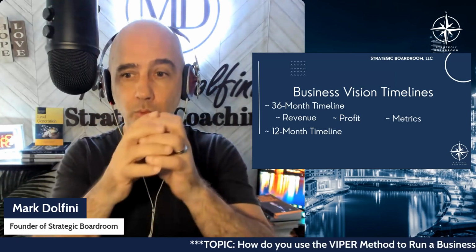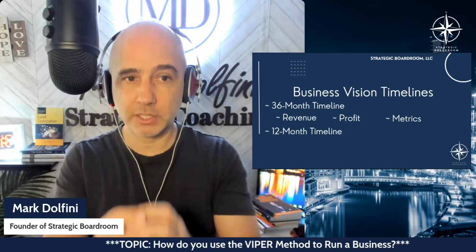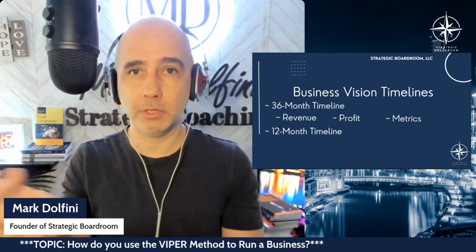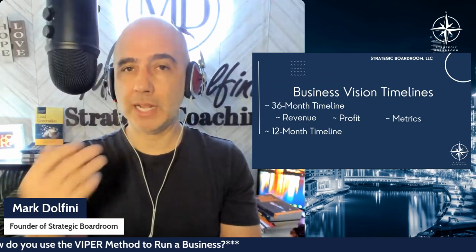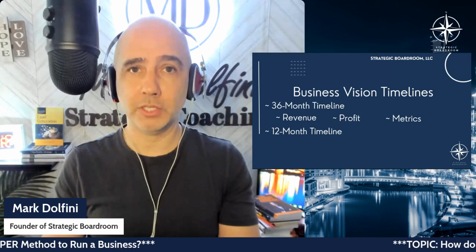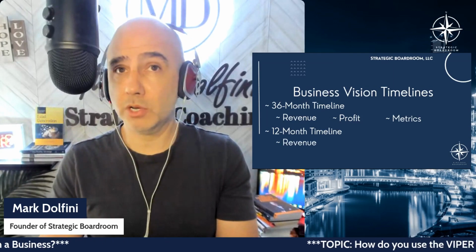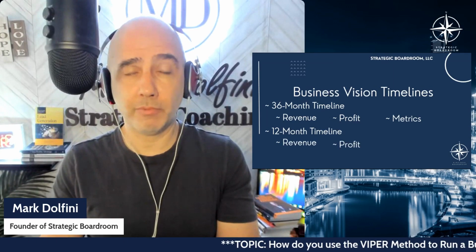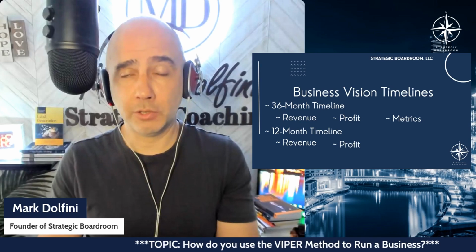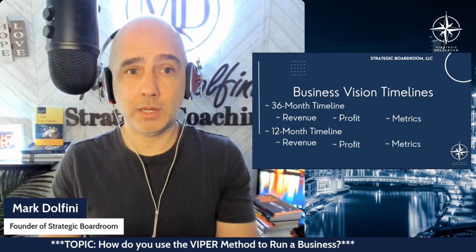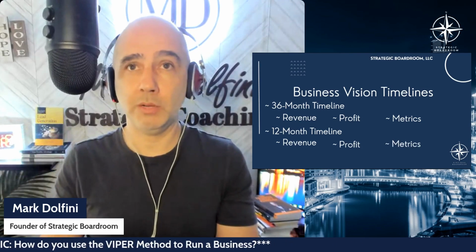Hey, what are my revenues going to be in year 3? What are my profits going to be in year 3? And the metrics are the measurable things, like how many customers you're going to have, how many houses you sell, how many widgets you sell, and so forth. In the 12-month, the 1 year, you're going to do the same thing. From month 1 to month 12, you're going to look at revenues, profits, and metrics the same way. What revenues do you want? What profits do you want? And what are your metrics?